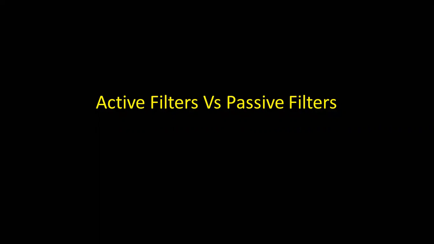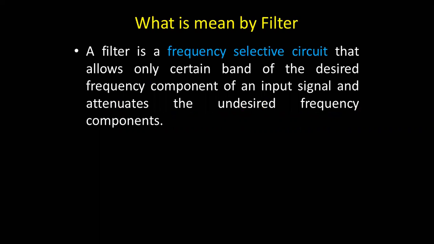Today we will learn active filters versus passive filters. What is meant by a filter? A filter is a frequency selective circuit that allows only a certain band of desired frequency components of an input signal and attenuates undesired frequency components.